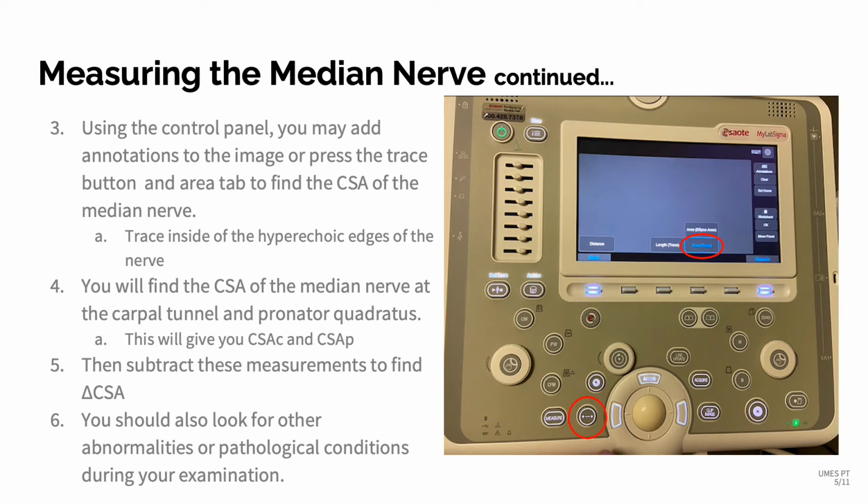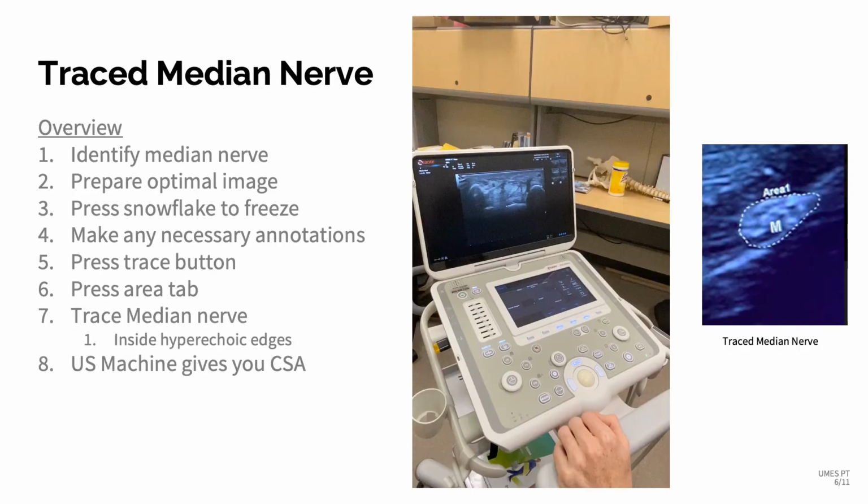You should also look for any other abnormalities or pathological conditions during your examination, and we're going to talk about those later. Here's an overview slide, and I prepared a video of us tracing the nerve as well. So first, you're going to identify the median nerve, prepare the optimal image, whether that's moving the transducer, changing the depth, changing the focus, brightness, whatever you need to do.